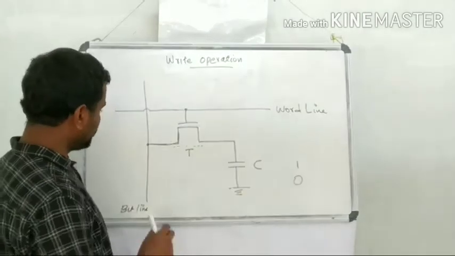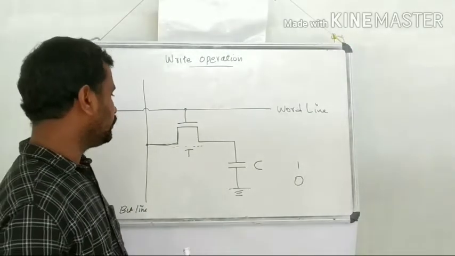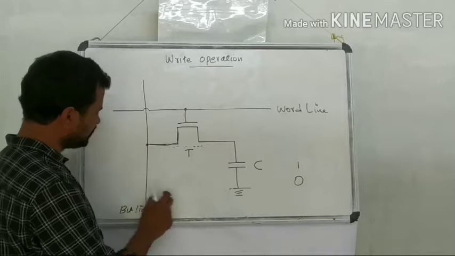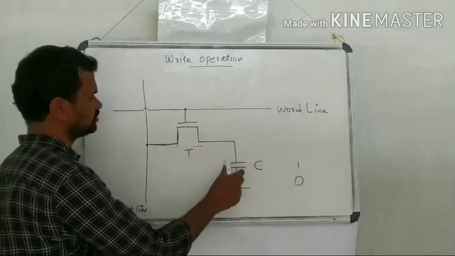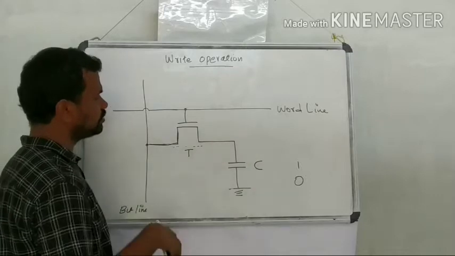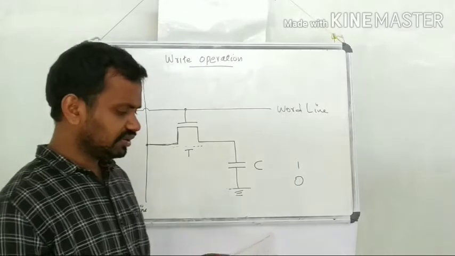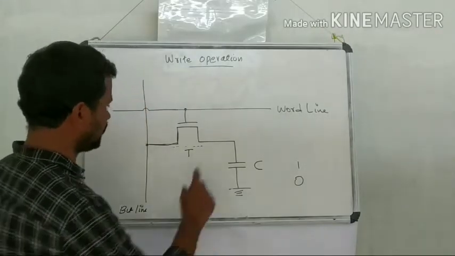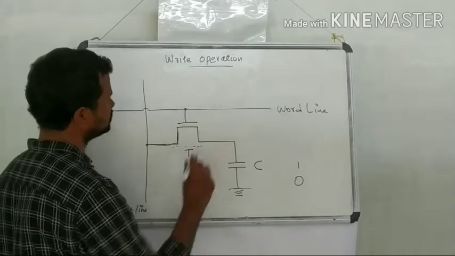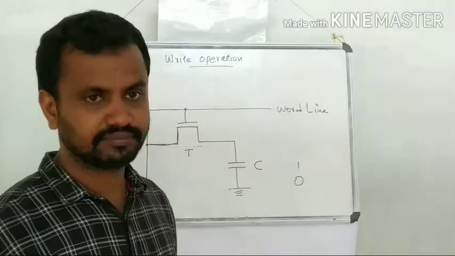Similarly, if we want to store a 0 value, then we give a low voltage here. Then the capacitor will discharge, or the charge on the capacitor will be removed, and this will become a 0. That means this causes a known amount of charge to be stored onto the capacitor. Okay, that's about the write operation in the case of the DRAM memory cell.